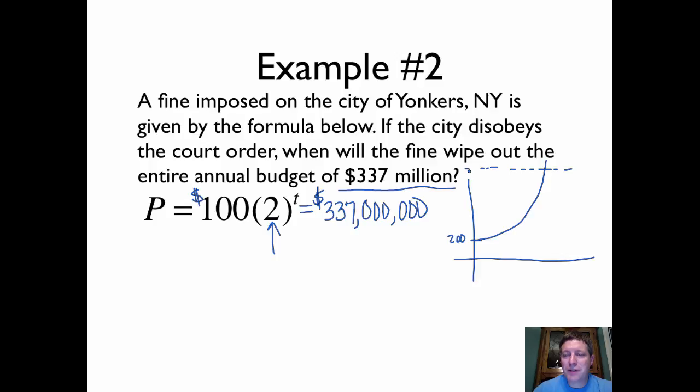You can do the same exact type of thing, but of course now you're dealing with a fairly large number up here. So you'll have to play with your window so that you can actually physically see this. And then your job will be to find the intersection point, and then whatever that value is right there, that's how many days it has taken for it to grow to $337 million.